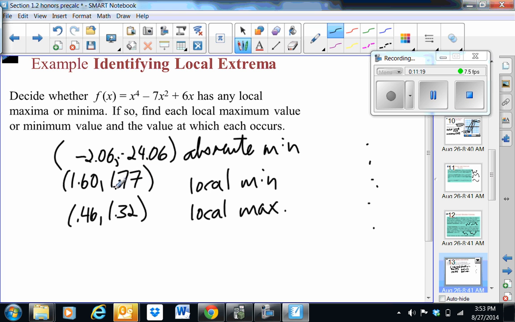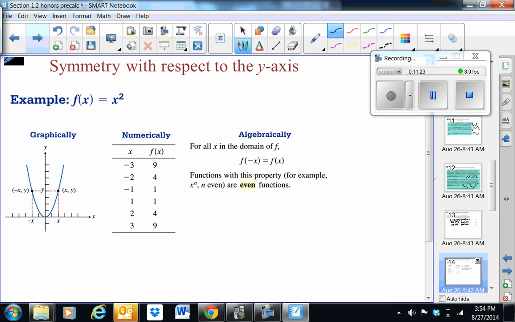So that's how you can use your calculators to find those extrema points. Symmetry with respect to the y-axis. We've talked about this being considered an even function. If we look at f of x equals x squared, and we want to know if this is going to be symmetric to the y-axis, we're going to plug in f of negative x.